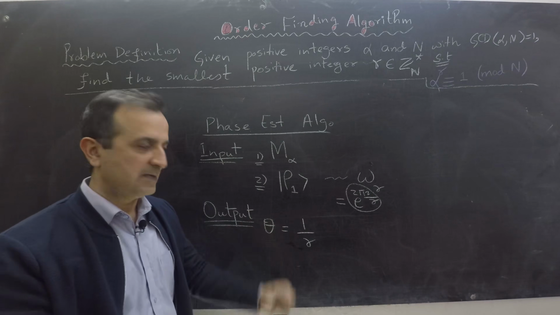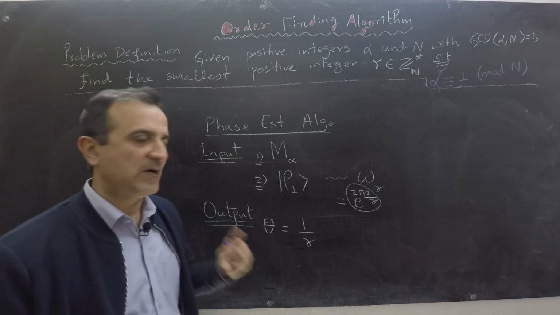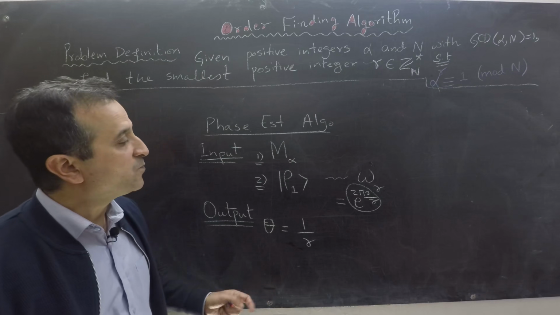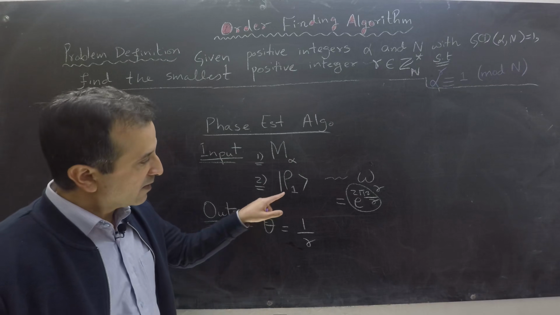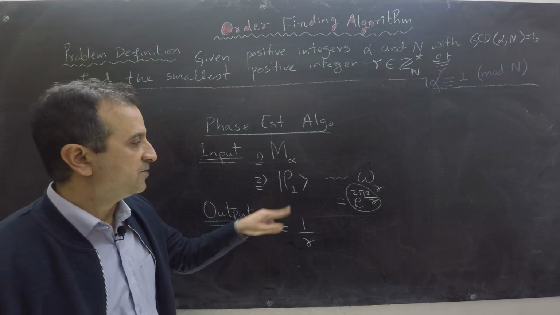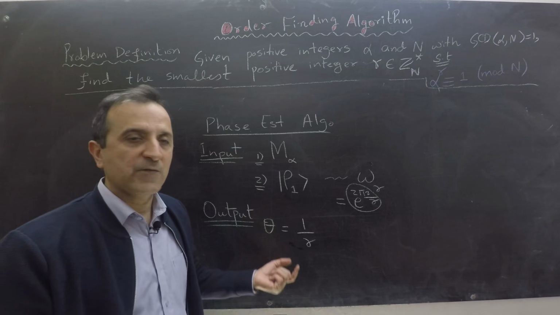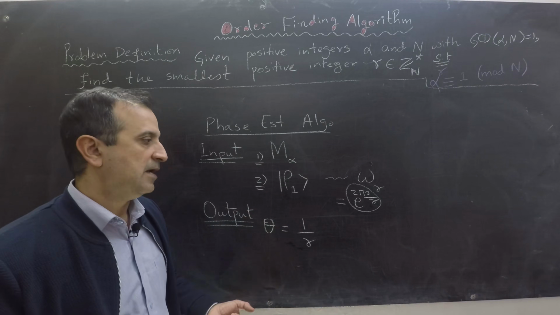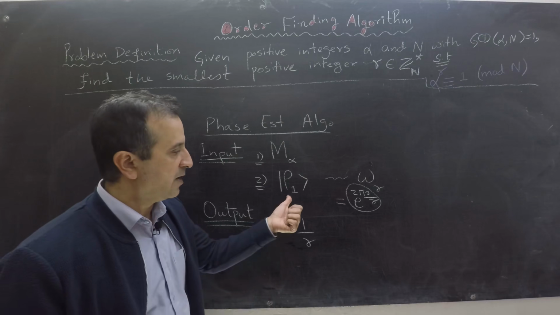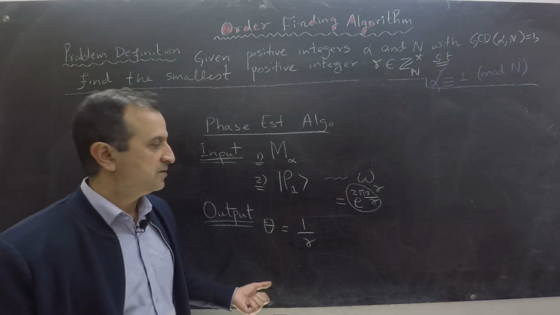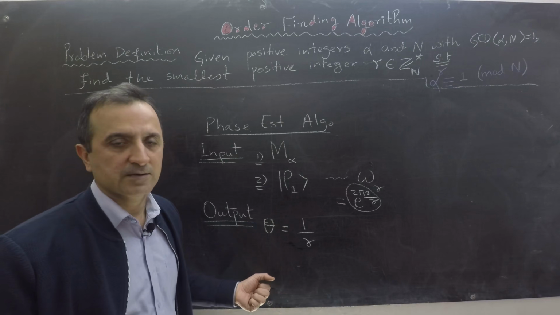And now what I can do is take the reciprocal of this output and get my r. Yahoo! However, there is one problem. I cannot prepare rho 1 without knowing r beforehand. And if I cannot prepare rho 1, I can't use it. So we are stuck once again.